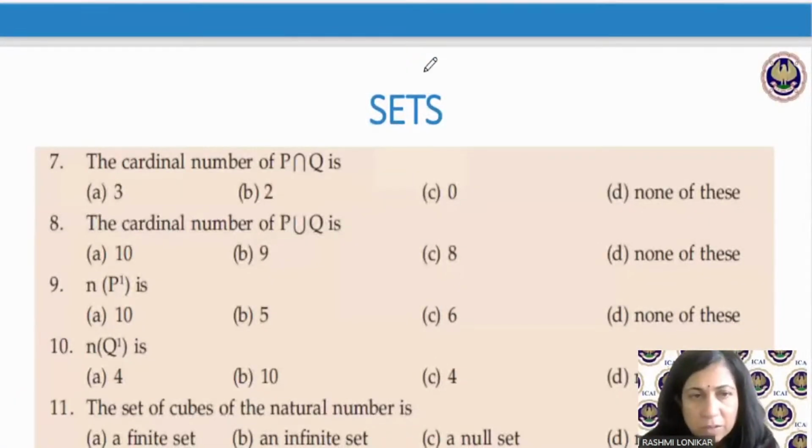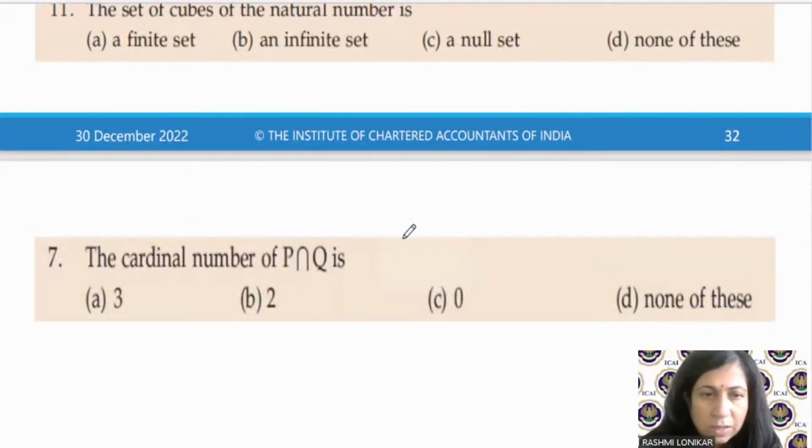Now what is the cardinal number? The 7th sum: cardinal number of P intersection Q.